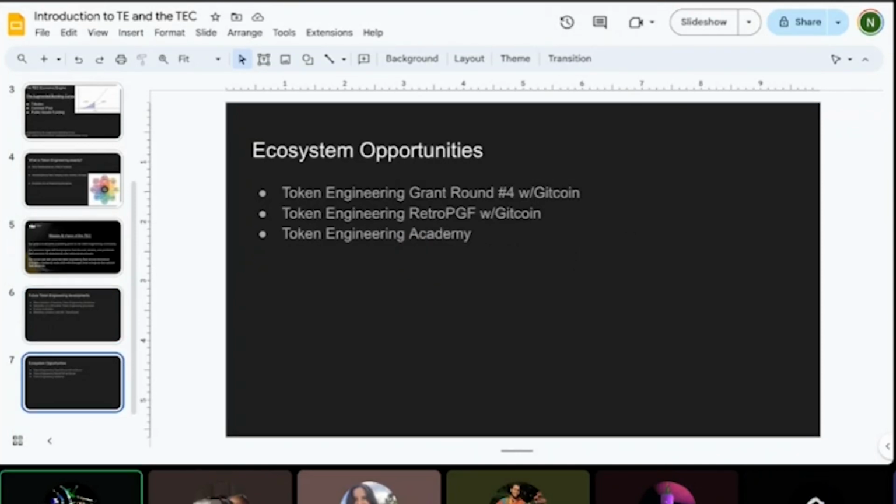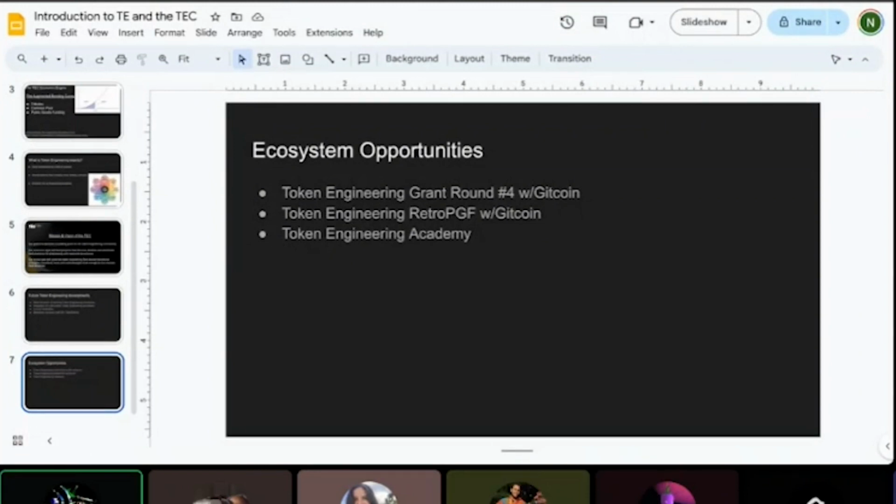Then I wanted to give a shout out for some ecosystem opportunities for those of you who are unaware of token engineering. We do have our grant round number 4 with Gitcoin coming up at the end of next month, I believe. Once they formally set a date for that, we will have a 25K matching pool for the quadratic funding grants, and we may have an additional 25K as well. So there's an opportunity if you're doing anything focused in token engineering, or if you have done it previously. We will also be having a token engineering retro PGF with Gitcoin in the future. So we're exploring this grant round area.